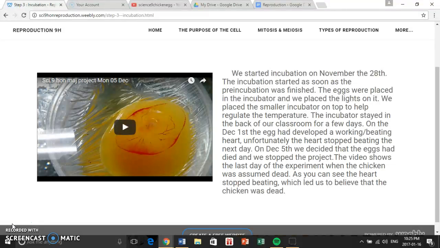On December 5th, we took one last look at the egg. We saw that the heart stopped beating and that it wasn't developing anymore, so we decided that the chicken was dead. That's when we decided to end our project.